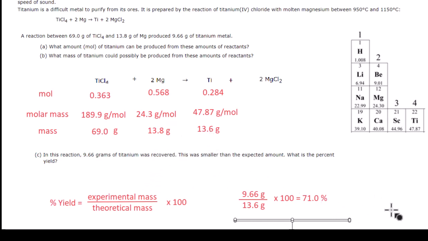So we've done limiting reactant, stoichiometry, and percent yield. You're an expert chemist if you can do this sort of thing. And please watch that video on how to make titanium.